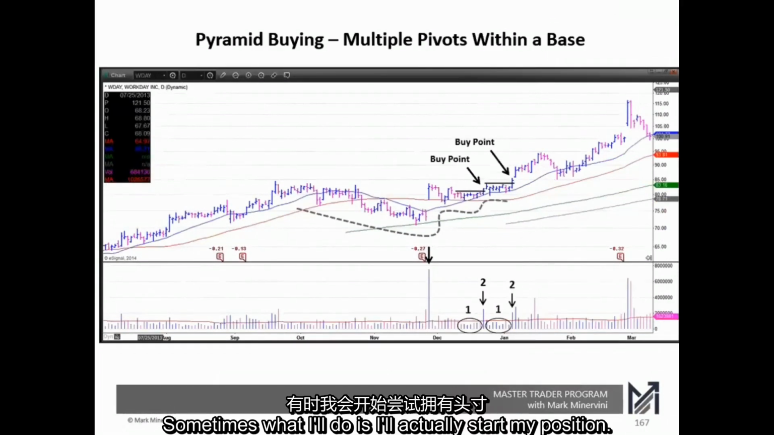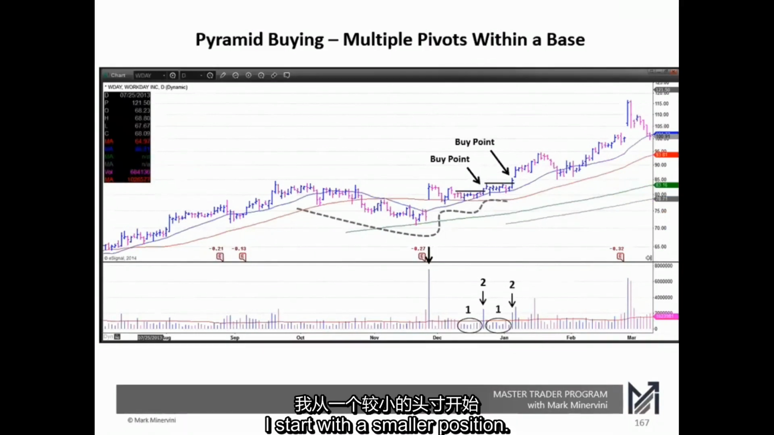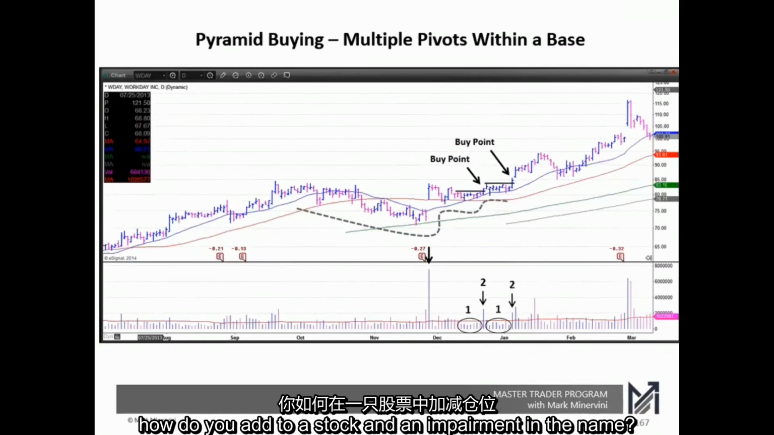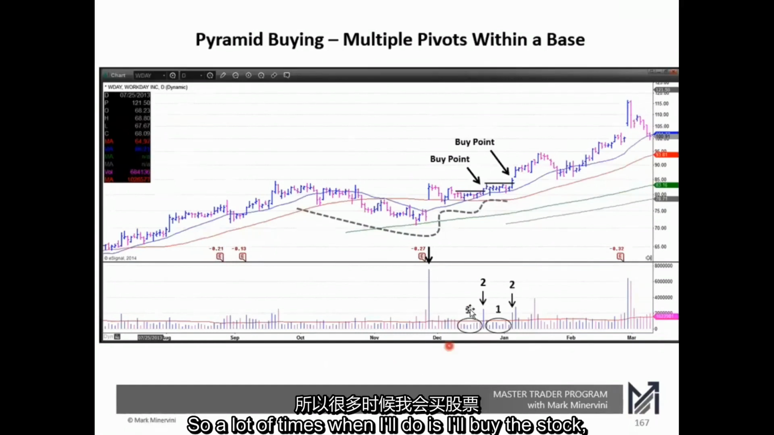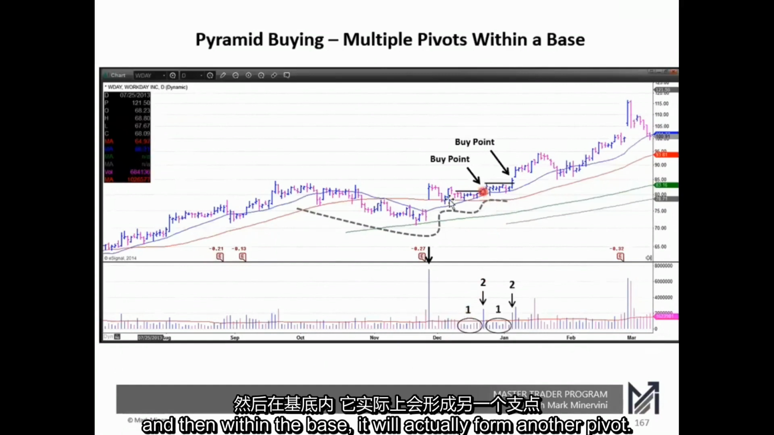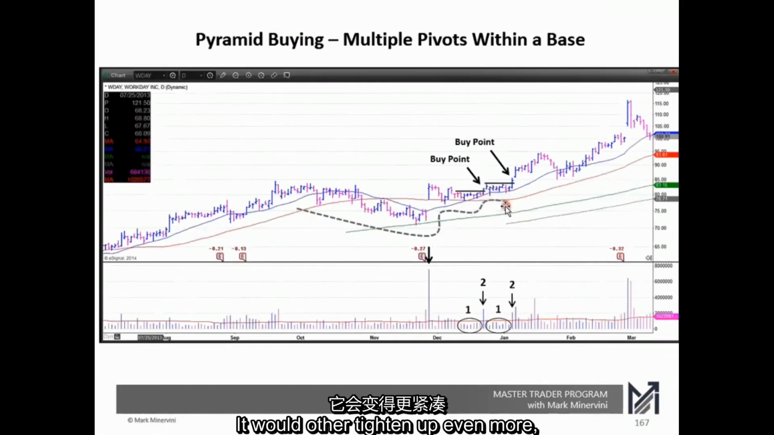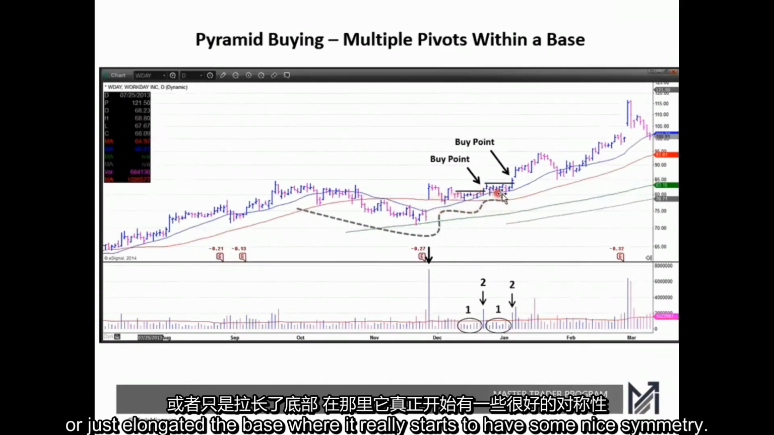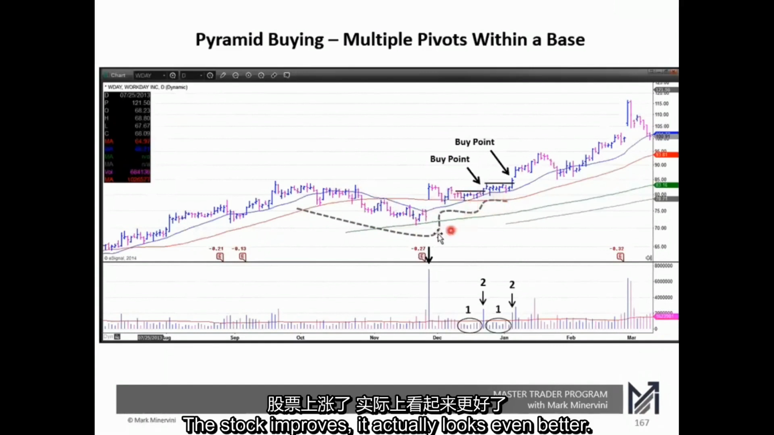And sometimes what I'll do is I'll actually start my position. I start with a smaller position. This is a popular question, is how do you add to a stock and pyramid in a name? So a lot of times what I'll do is I'll buy the stock, and then within the base, it will actually form another pivot, and it will either tighten up even more or just elongate the base, where it really starts to have some nice symmetry, and the stock improves. It actually looks even better.